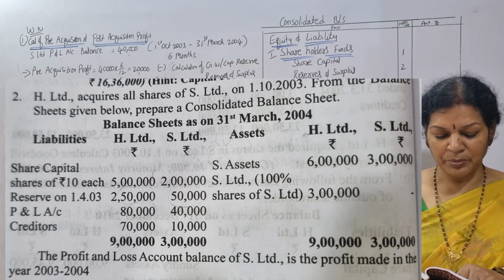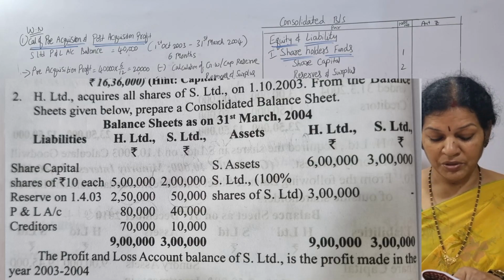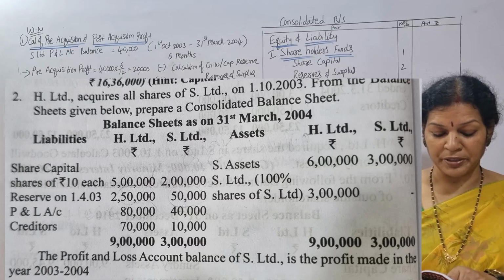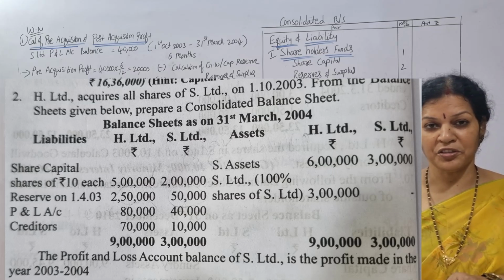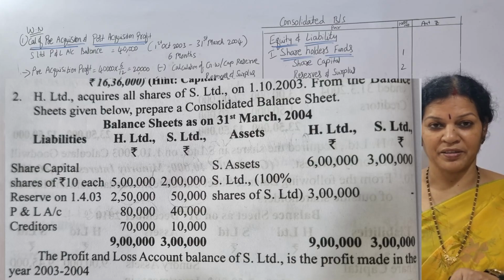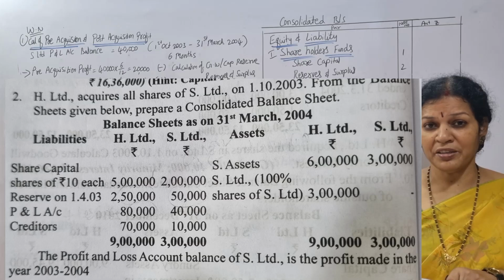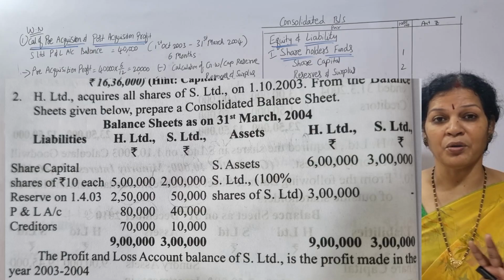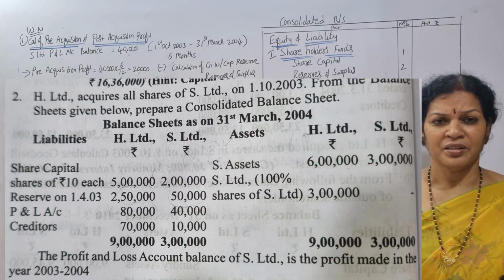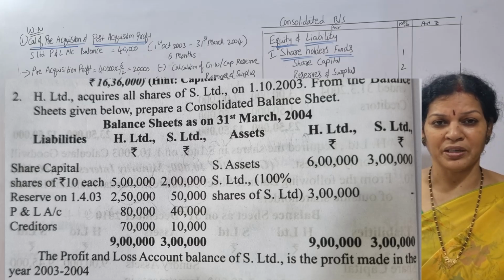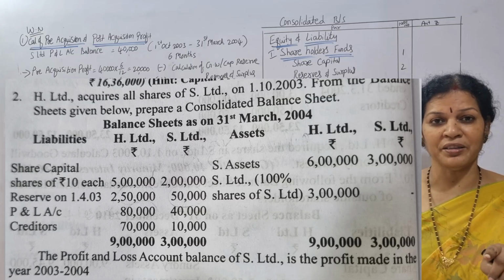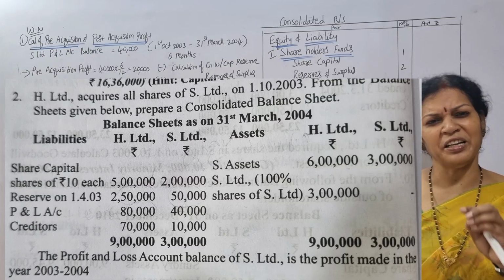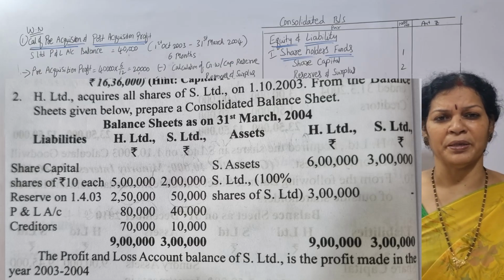Next, S Limited shares. How many shares are they buying? 3 lakh, 100% of the shares of S Limited. H Limited is buying S Limited shares, 100%. 100% means there are no outsiders. There is no minority interest also. Whenever you find something is invested by the holding company, the rest will be minority interest, but here there is 100% investment by the holding company.